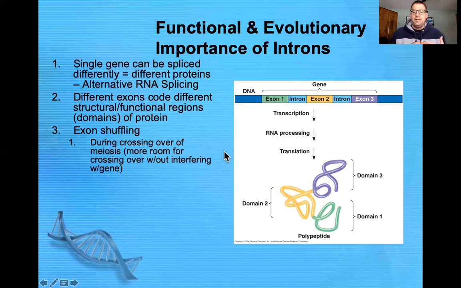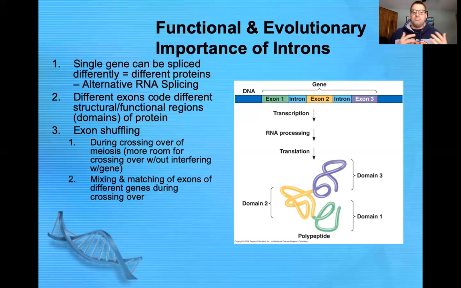And then finally, when meiosis occurs, which is the type of cell division that leads to the production of gametes, we can have the shuffling of exons when crossing over occurs. So 2 chromosomes can exchange pieces, so they can exchange exons with one another. So we get the mixing and matching of exons of different genes during crossing over, which could lead to the production of new proteins. Those new proteins could be beneficial, they could have no impact on the cell, or they could be harmful. We don't know, but it's a way to generate more variety in the offspring.